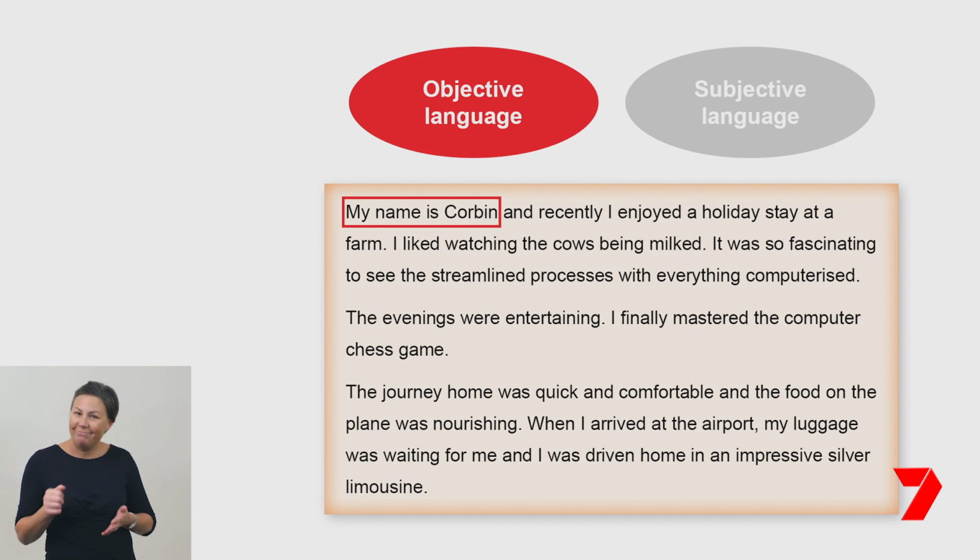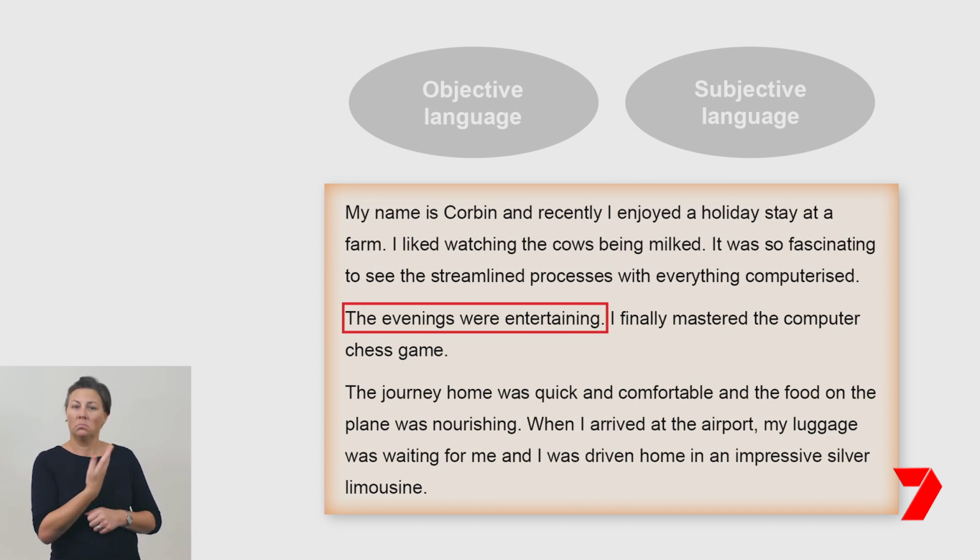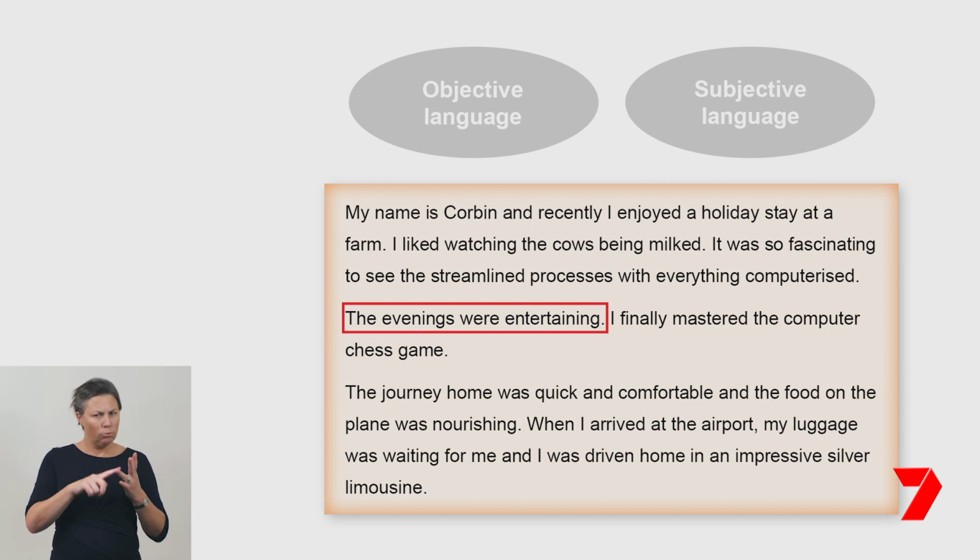That's right. It's an example of objective language because it is factual information letting the reader know that their name is Corbyn. The next example is, "The evenings were entertaining." Is this an example of objective language or subjective language?